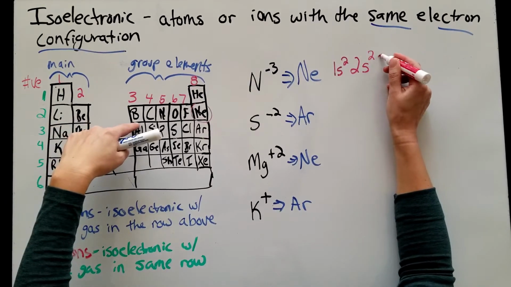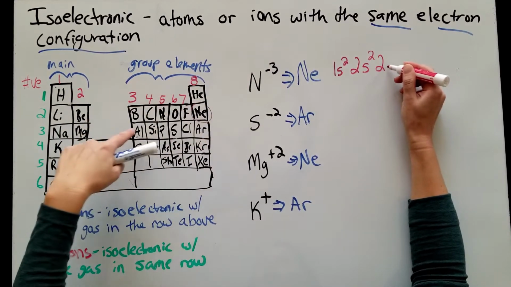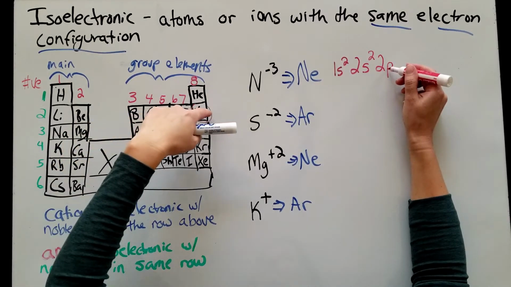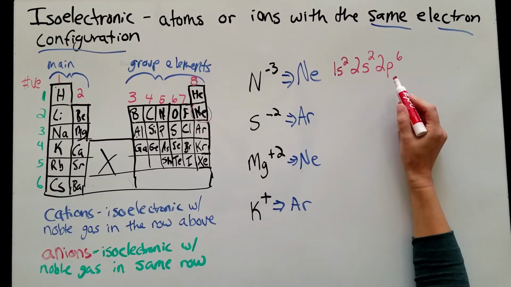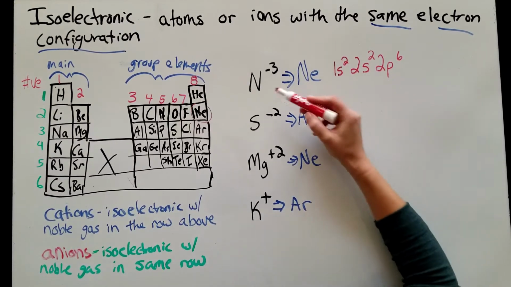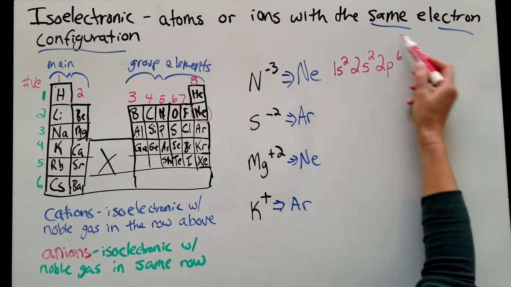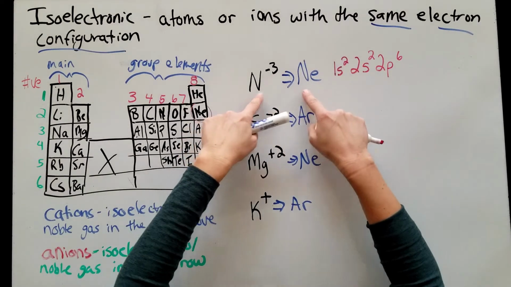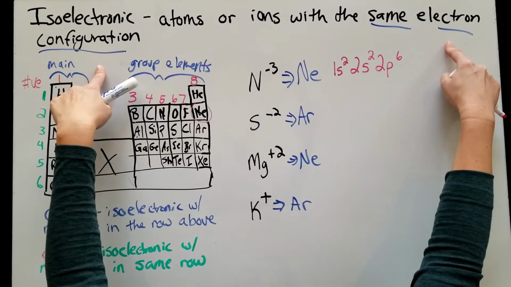Then I'm still in row 2, then I hit the p block, because this area here is the p block. And neon is 1, 2, 3, 4, 5, the 6th one in. So this is the electron configuration of neon. And when nitrogen has a 3- charge, this is the electron configuration of the nitrogen ion. Because in order for them to be isoelectronic, that means they have the same electron configuration.